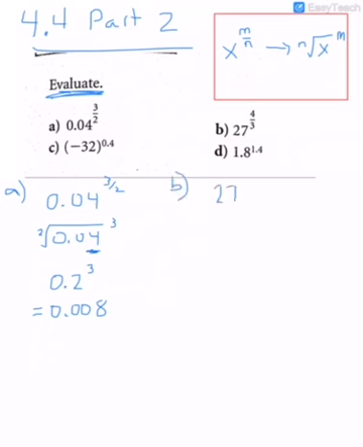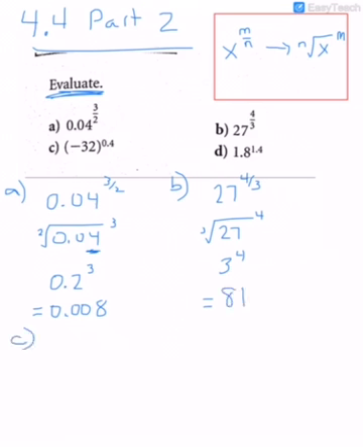Let's try b then. b is 27 to the power of 4/3. So again, first we're going to change that into a root. So it's going to be the cube root of 27 to the power of 4. Now again, cube root 27, that works nicely. The cube root of 27 is 3. So that means it becomes 3 to the power of 4. Again, that 4 hasn't been used yet. So then when we do 3 to the power of 4, we end up with 81.